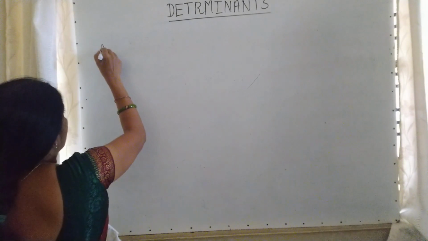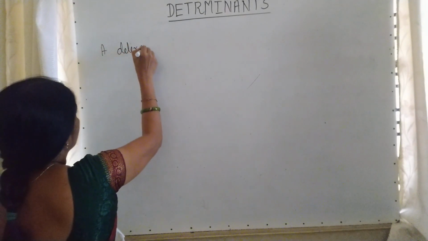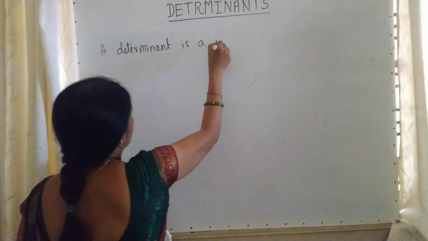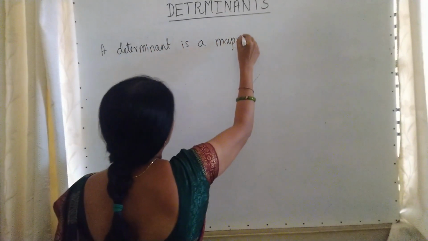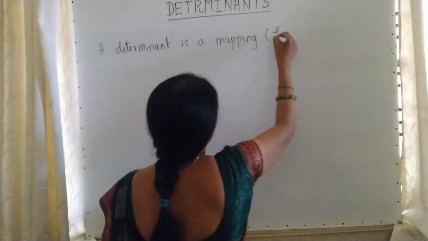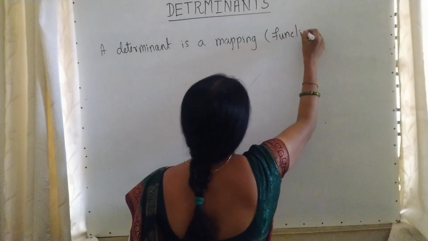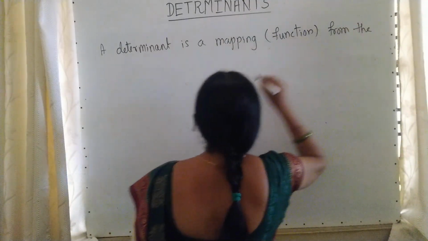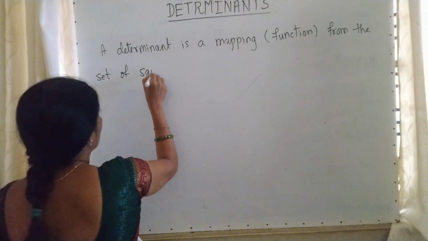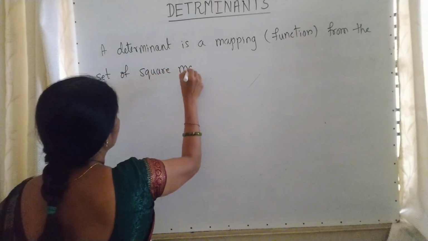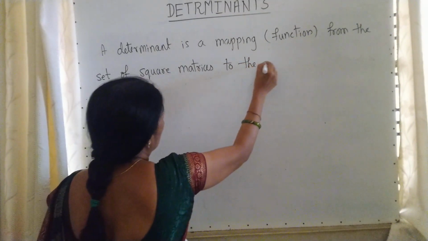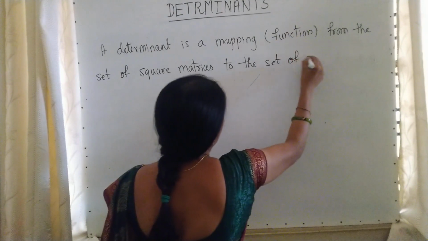A determinant is a mapping or function from the set of square matrices to the set of real numbers.